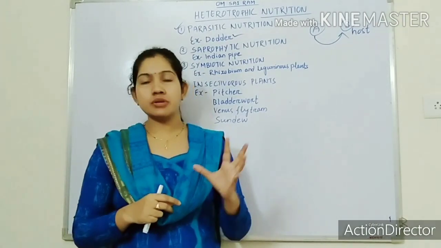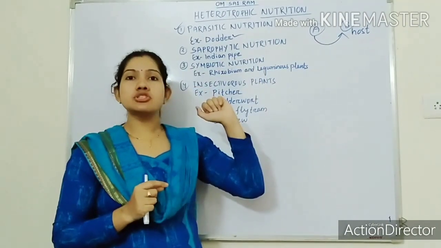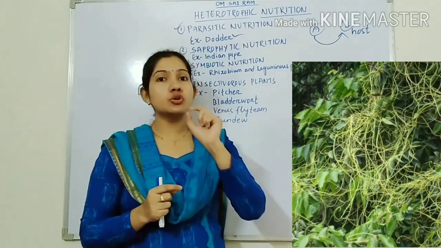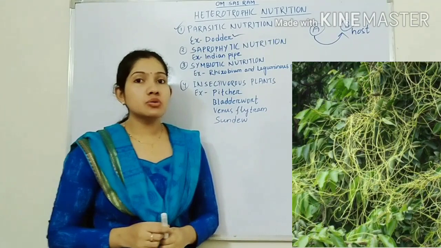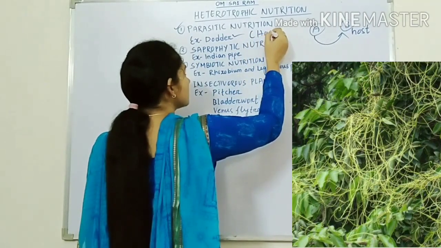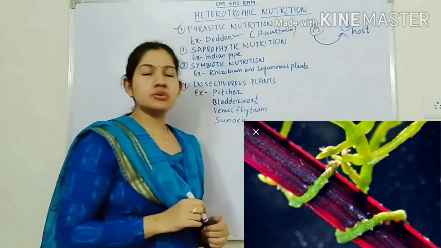If you remember, we did this in our class 6 topic. Dodder is a parasitic plant. It also bears a root. We call it a sucking root, and that sucking root is known as haustoria. If you remember, haustoria is a sucking root.